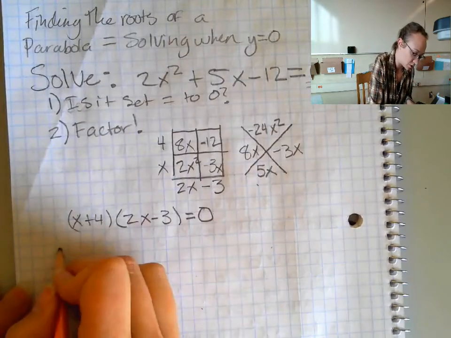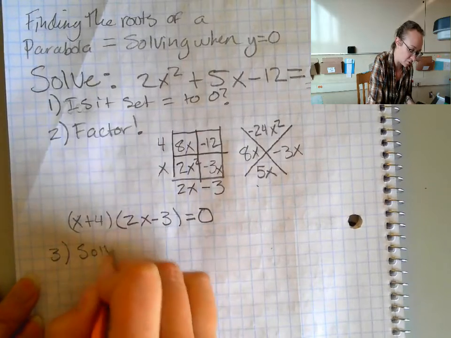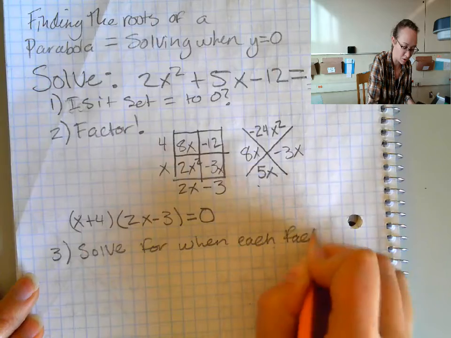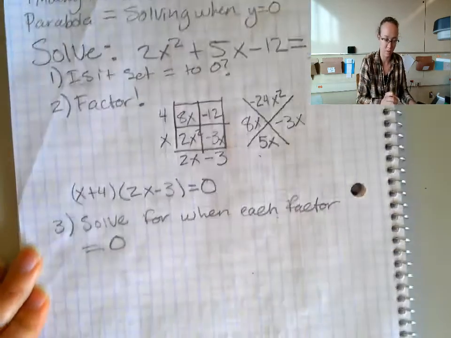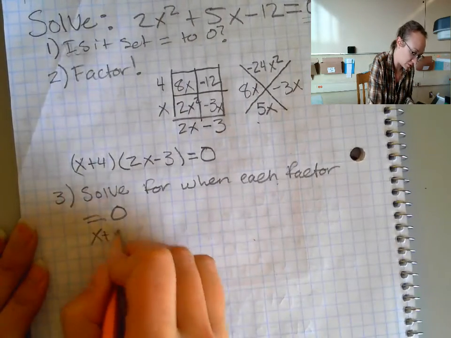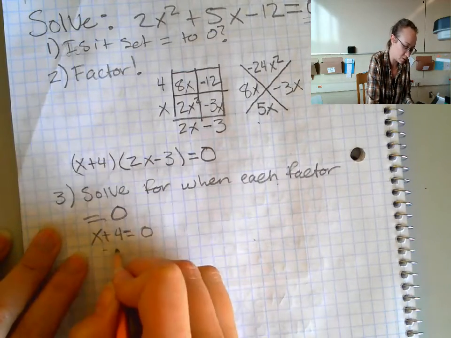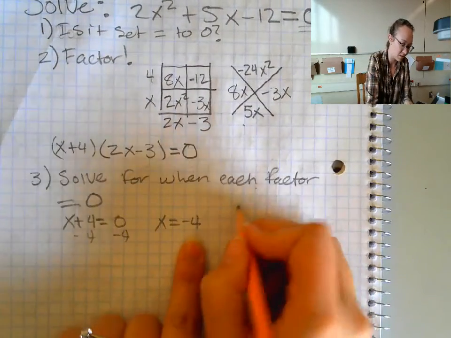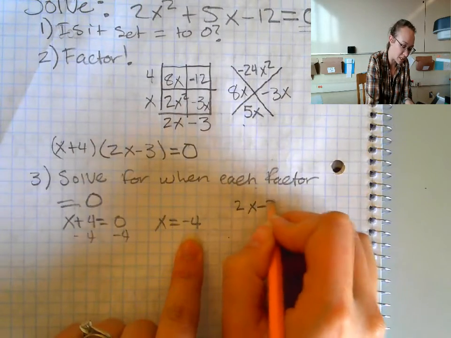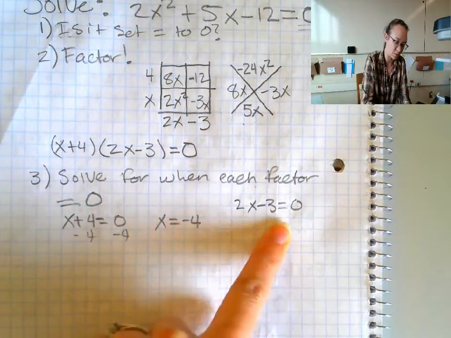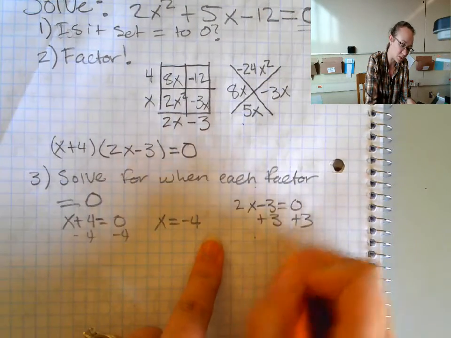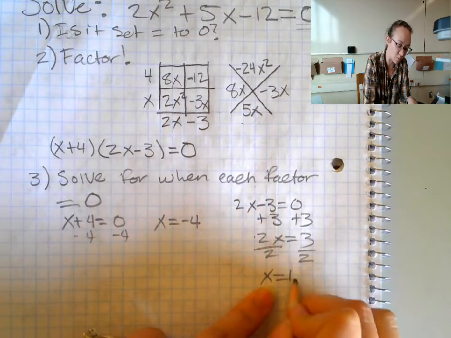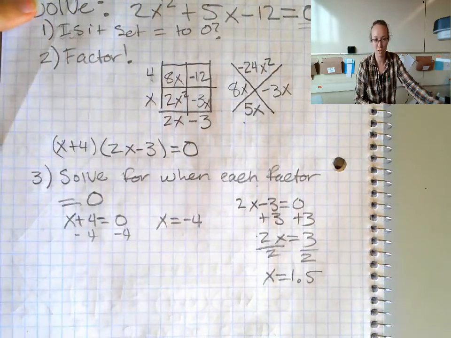And so then the next thing I do is solve for when each factor equals 0. So sometimes it's easy to do them in your head, so like x plus 4 equals 0. It's pretty easy to see that that equals negative 4. Sometimes it is important to write it out to make sure you don't make a mistake. So like 2x minus 3 equals 0, plus 3, 2x equals 3, divide by 2, and x equals 3/2 or 1.5. So there are two answers to this equation up here.